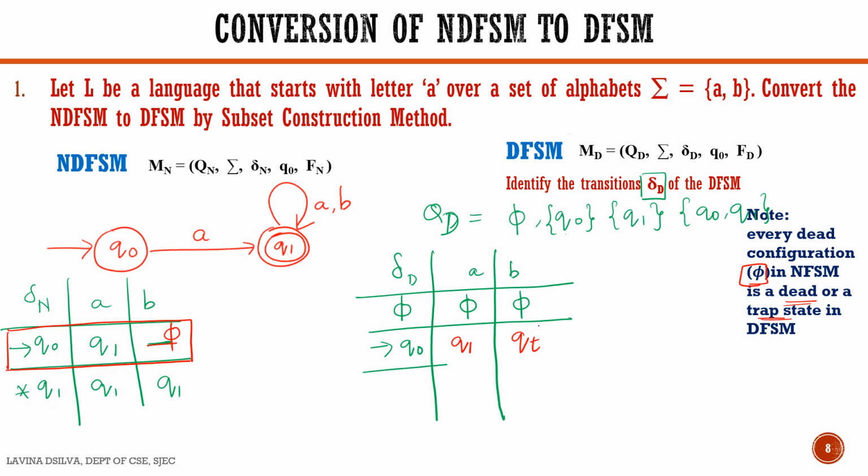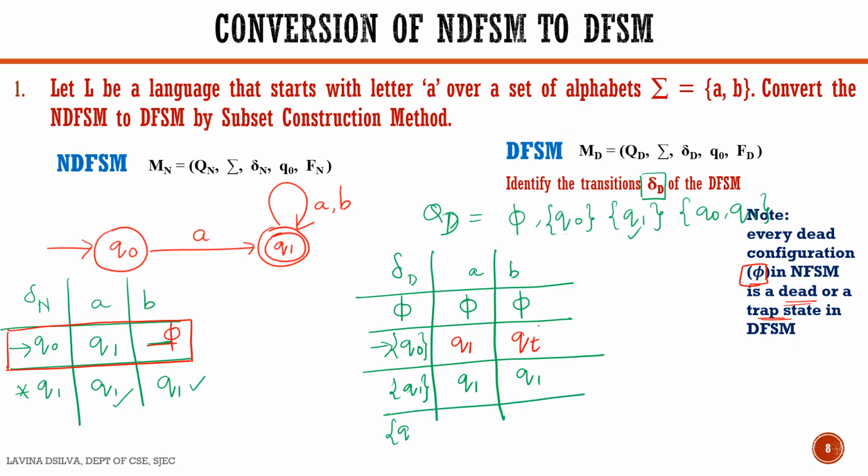Okay. Next is the state Q1. There is state Q0, then state Q1. Now this state Q1, on seeing A goes to Q1 state. On seeing B, we go to Q1 state.